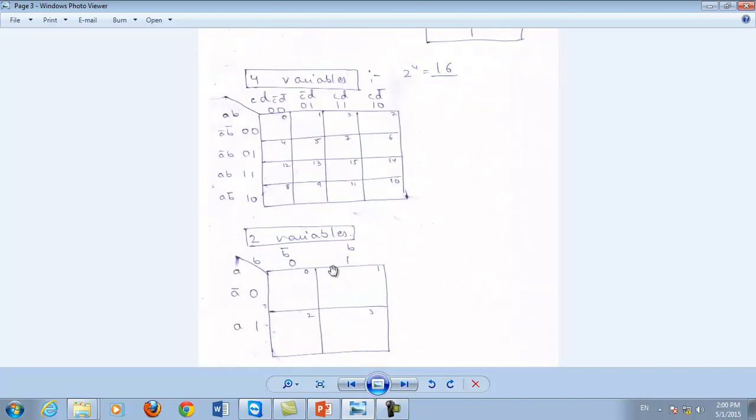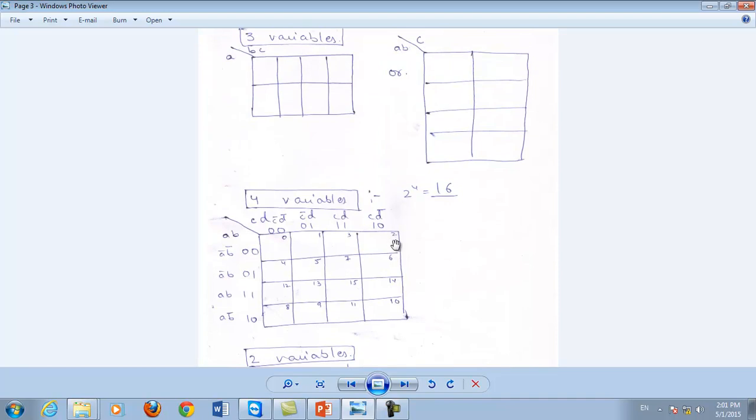Now you can see in case of 2 variables, suppose A and B. One partition will be for A and one partition will be for B. It means rows will be taken for the first variable, that is A, and columns will be used to represent the second variable, that is B. Here 0 denotes A complement and 1 denotes A. Similarly, in case of column, 0 denotes B complement and 1 denotes B.